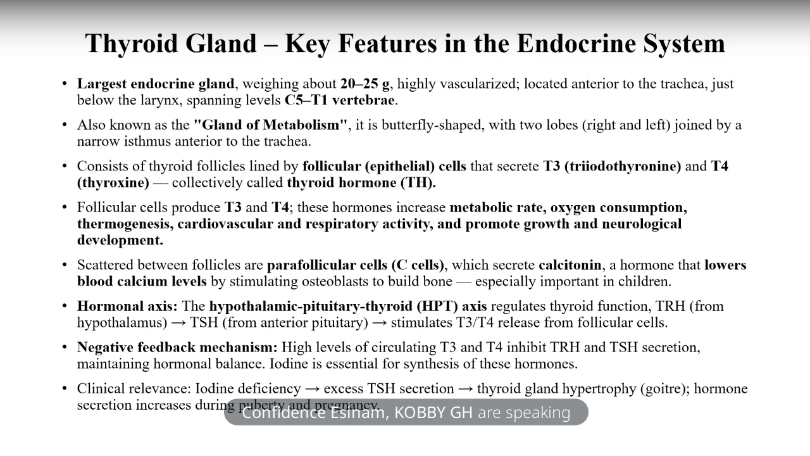Is that okay? So if I ask you, how many cells do we have in the thyroid gland? There are two cells, follicular cells and parafollicular cells. Okay, let me ask you this. Mention 3 hormones produced by the thyroid gland. What will be your answer? Triiodothyronine, thyroxine, and calcitonin.